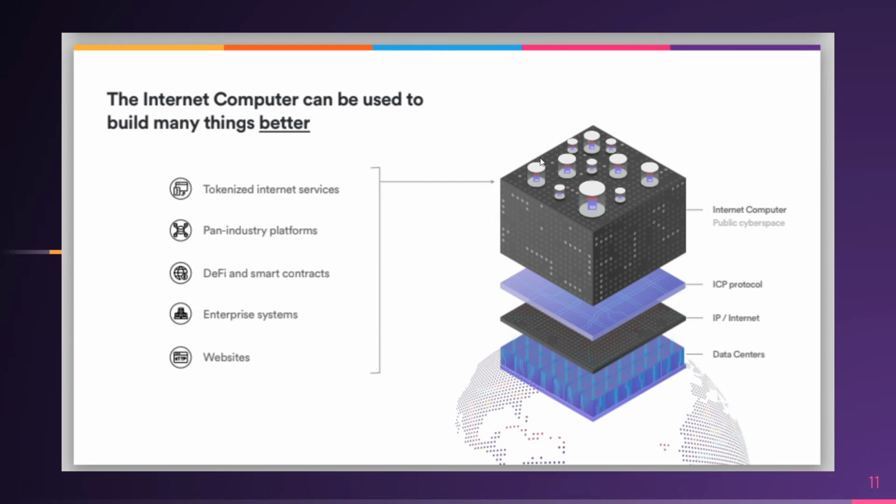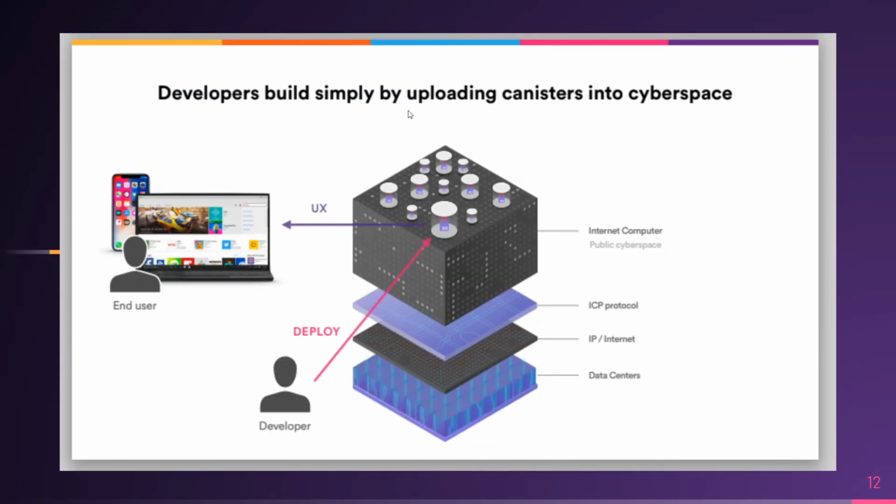So again, as you guys can see, all these canisters on the top are powering the Internet Computer, which then goes through the ICP protocol, which then gives you access to the internet, and then it goes through the data centers. Developers build simply by uploading canisters into the cyberspace. If you paid attention to the video, you know that developers get rewarded through ICP tokens, which is why they're willing to put their canisters up for the end users to use. They're basically staking their ICP tokens in order to receive the reward later on.